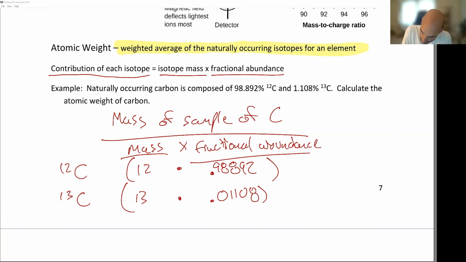So if we do this math properly, 12 times 0.98892 gives me 11.86704. And what we have for the other one is 13 times 0.01108, because that's the fractional abundance, which gives 0.14404. In terms of sig figs, our fractional abundance has 4 sig figs. Our other fractional abundance has 1, 2, 3, 4 sig figs.